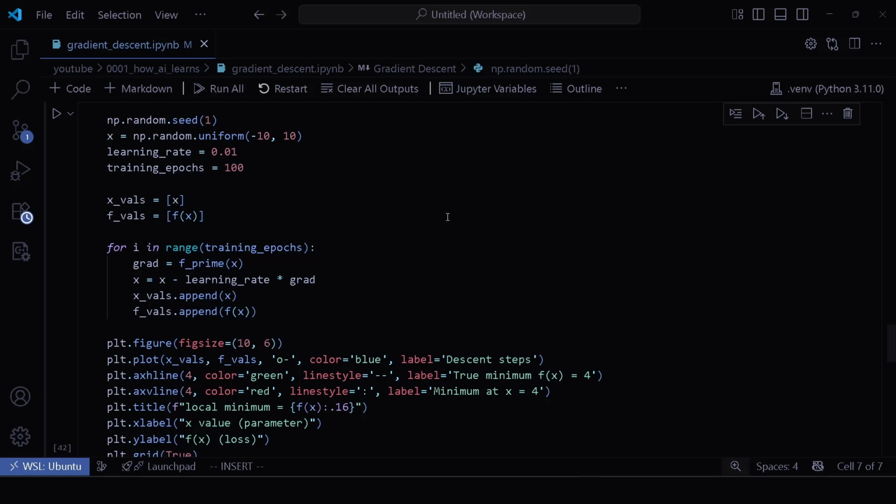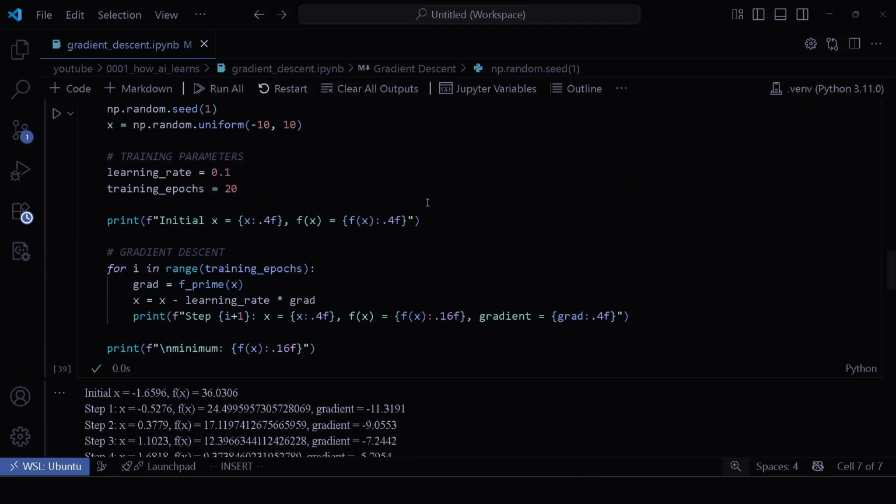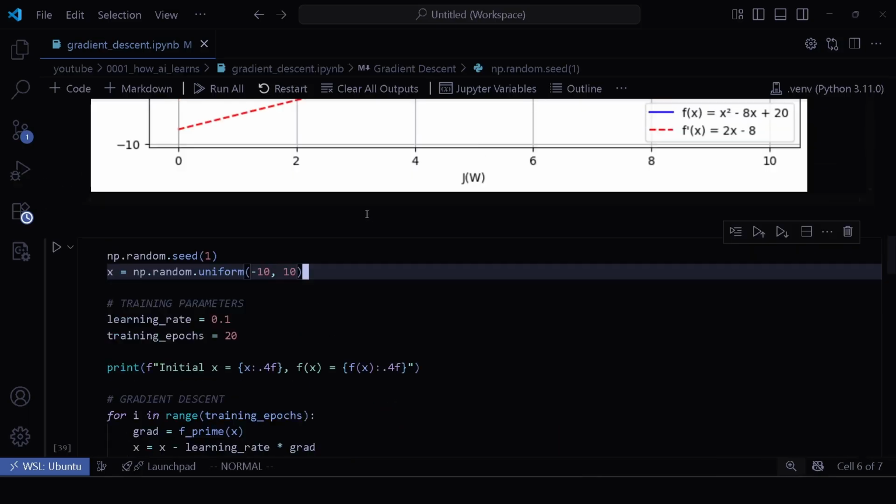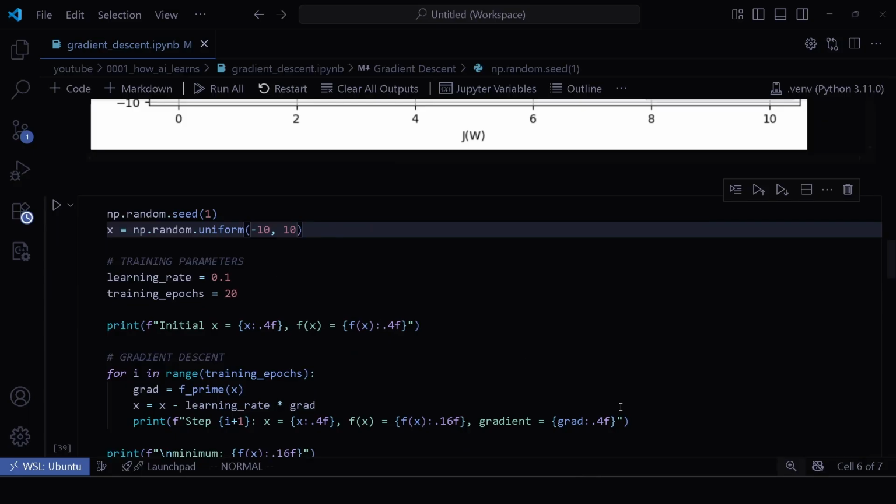Now, in practice, we use more advanced optimizers than the gradient descent algorithm. But the idea behind it all is still gradient descent at the end of the day.